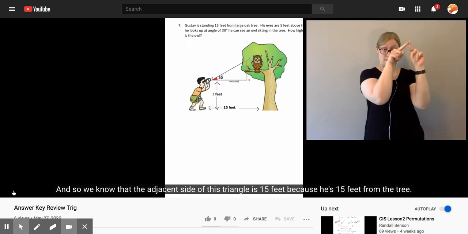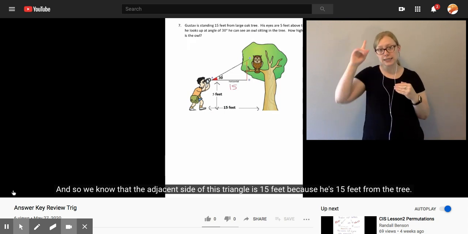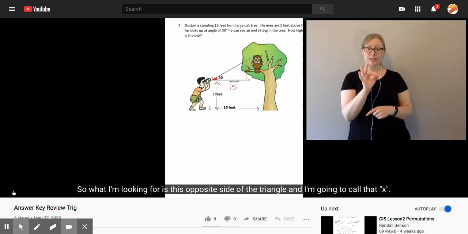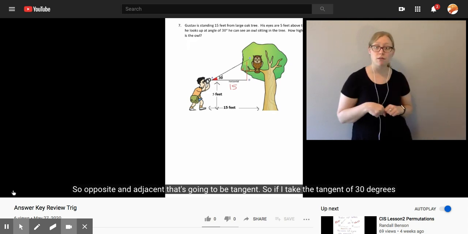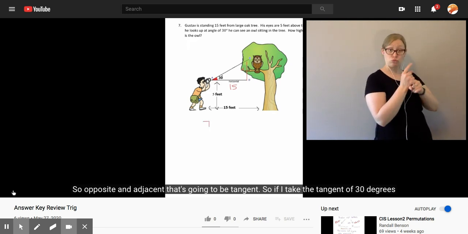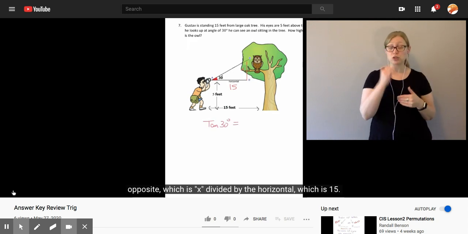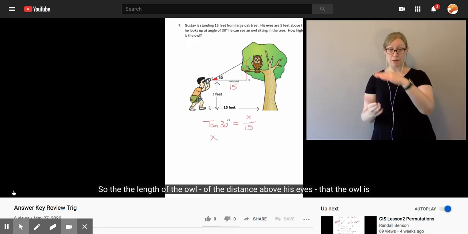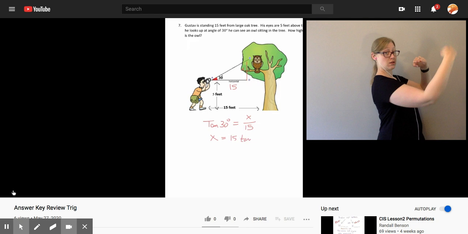And so we know that the adjacent side of this triangle is 15 feet because he's 15 feet from the tree. And I also know that the angle is 30 degrees. So what I'm looking for is this opposite side of the triangle, and I'm going to call that x. So opposite and adjacent, that's going to be tangent. So if I take the tangent of 30 degrees, it's going to be equal to opposite, which is x, divided by the horizontal, which is 15. So the distance above his eyes that the owl is going to be is 15 times the tangent of 30 degrees.